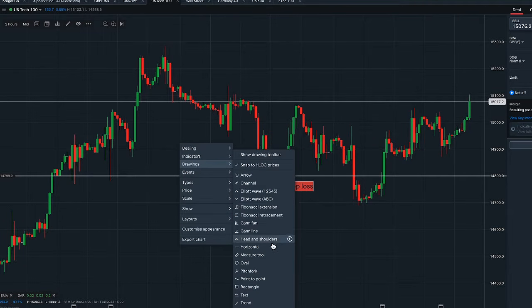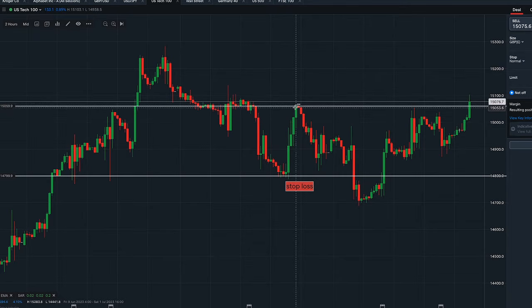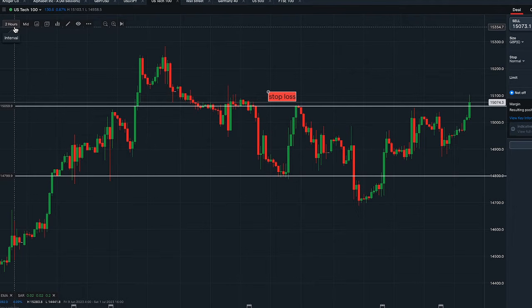The next place I'd like to place as well is above. So it's come up, tested again there in this area. So I put my stop loss above the resistance area. I would mark out the support and resistance in the higher time frames as well, like the 2 hour or the 1 hour.